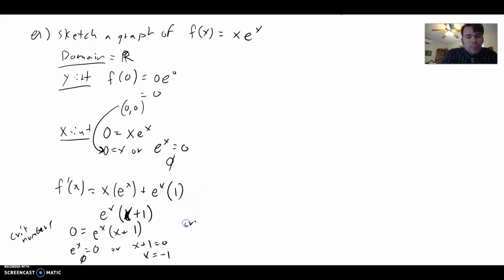Now, if I want the critical point that goes with that, which I do want because I'm going to draw the graph, then we're going to plug that in. We'll find that f of negative 1 equals negative e to the negative 1, or negative 1 over e.